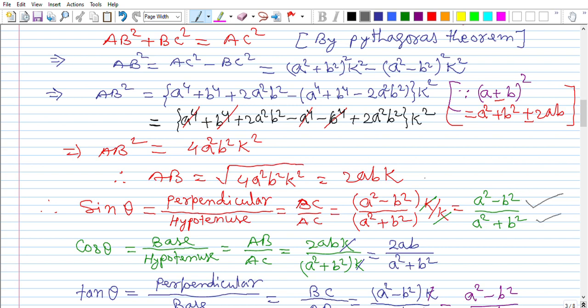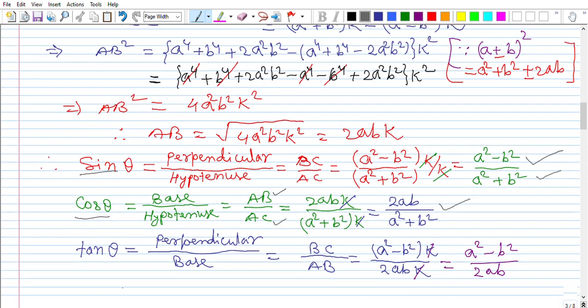It is the value of sin theta, according to the question we are doing. First sin theta, second cos theta. It is the ratio of base and hypotenuse, that is AB by AC. That AB we have found, 2ABK, and AC is already given. A square plus B square K cancel, we get 2AB by A square plus B square.